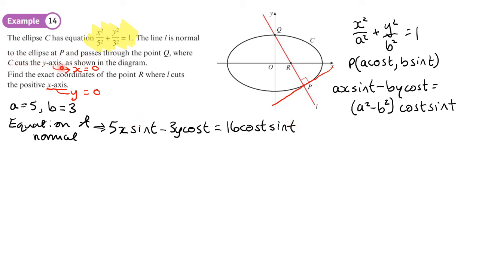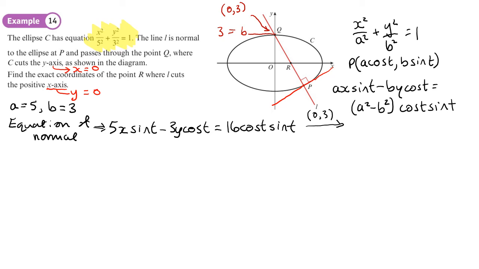It says it cuts the y-axis as shown. Now it cuts it at Q. Now that is the coordinate at the top of the ellipse. Remember that coordinate there is b, and b is 3. Okay, so this coordinate here is (0, 3). So we've got a point that it passes through. So we're going to substitute in 0 and 3 to find the value of t for this line. And then once we've got that, we can then use it to work out any point on the line, and we're going to find that point R.